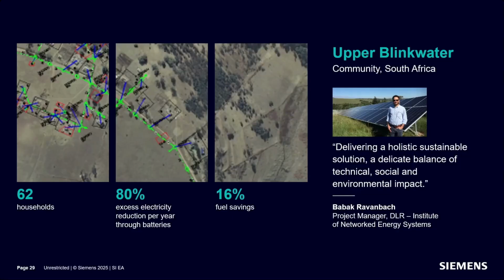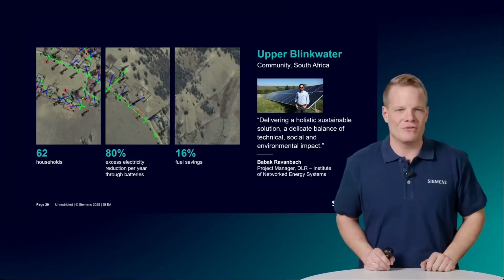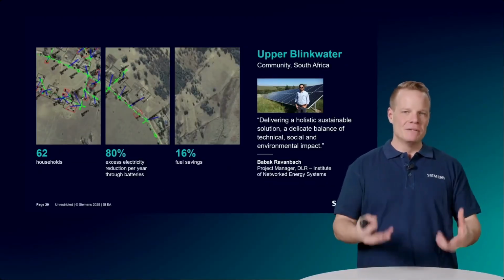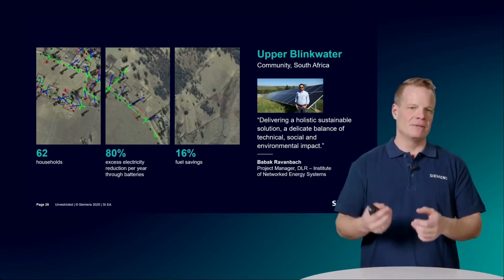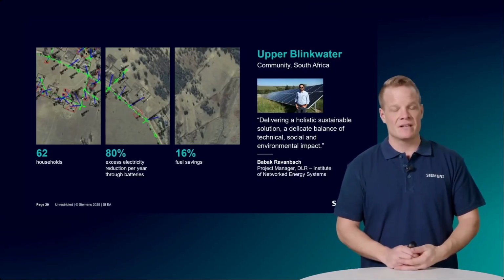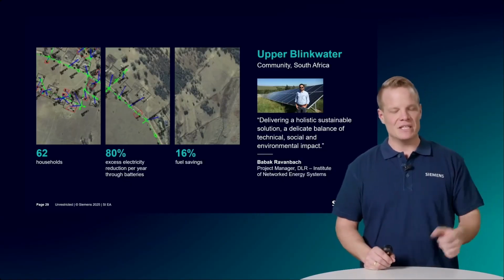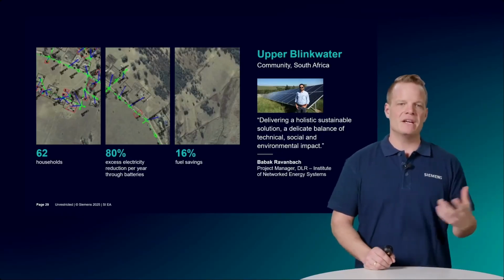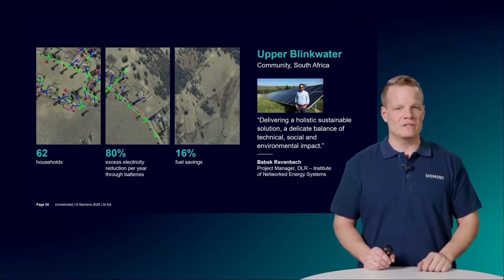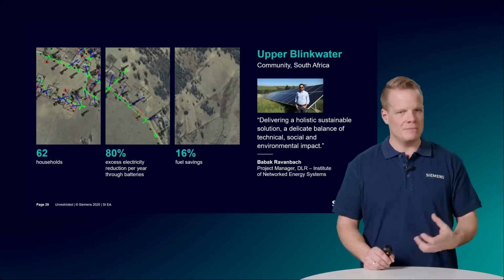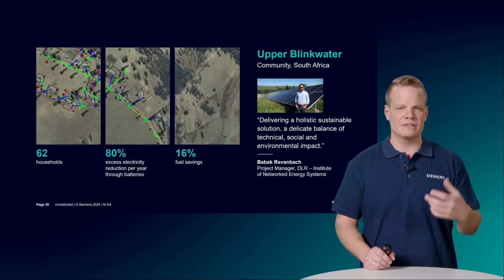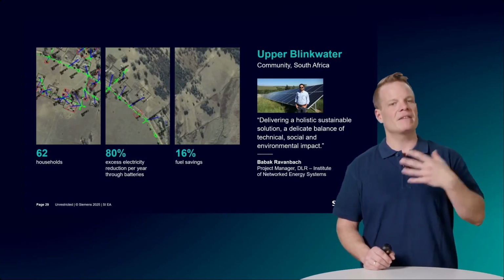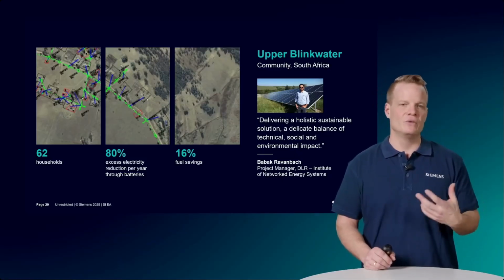Very complex projects like Lemene, or complex in terms of combination of assets. We have also simpler use cases like Upper Blinkwater. It's a community in South Africa. It's residential people living there, and there the main focus was a stable energy supply of these households, of these residentials. By second priority, reducing the fuel consumption.